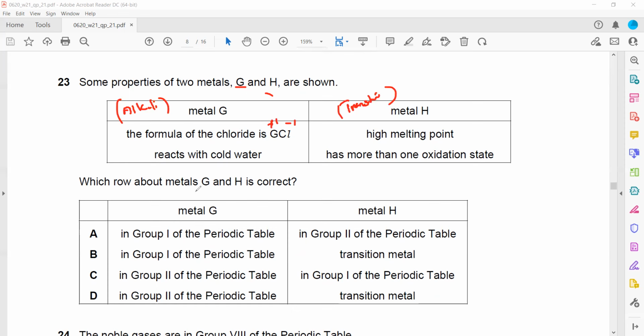So which row about the metals G and H is correct? What about metal G? Metal G is in group 1 of the periodic table. And what about metal H? Metal H is a transition element. So that's why option B is the right answer, because a characteristic of transition elements is that they have a variable oxidation number.